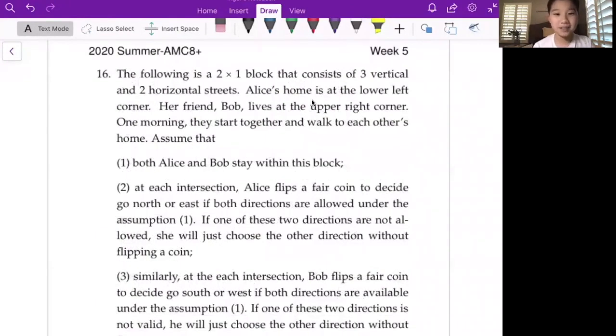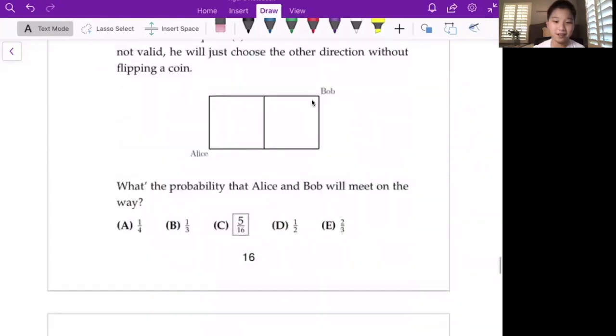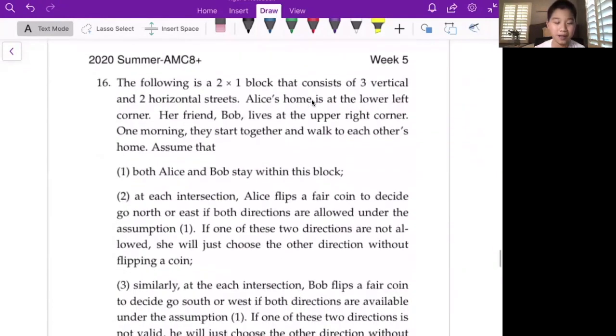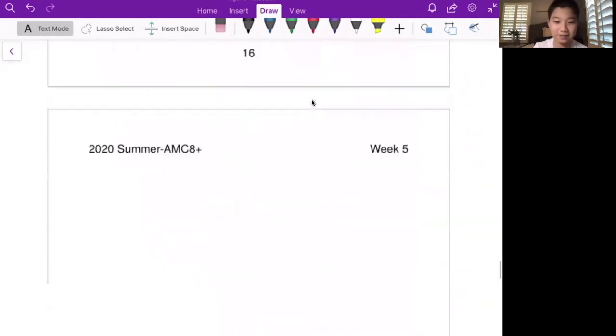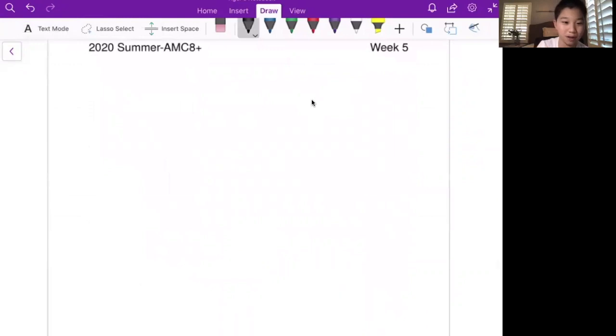Problem 16. And the instant you look at this problem, this is going to seem very scary. One whole page. So let's break it down a little. The following is a 2 times 1 block. Okay. 2 times 1 block.